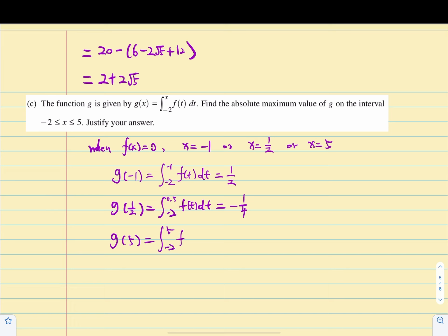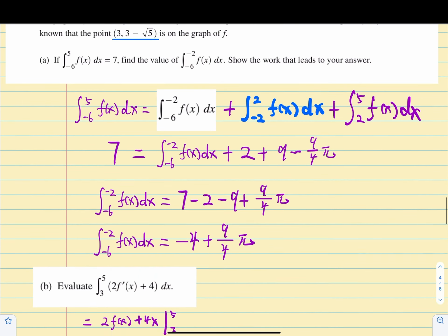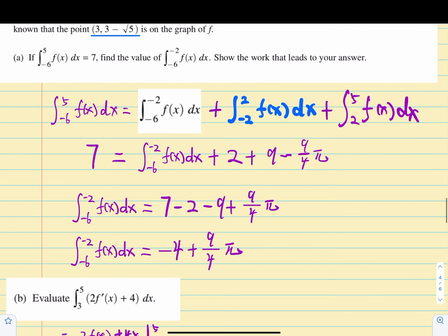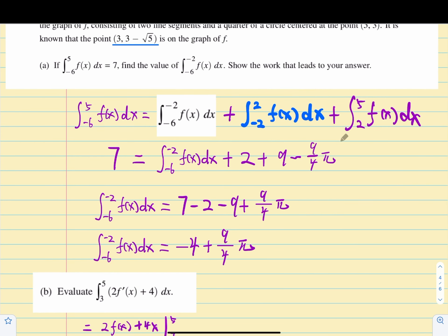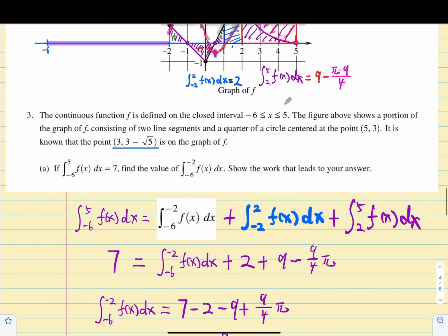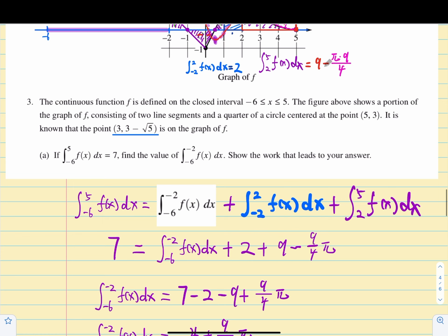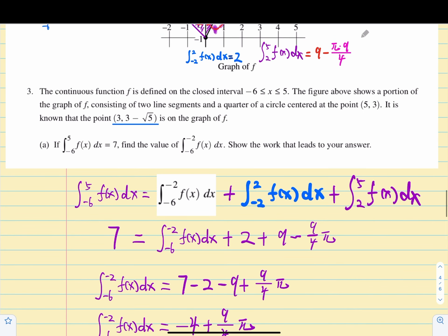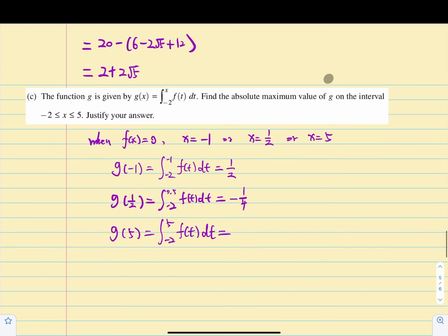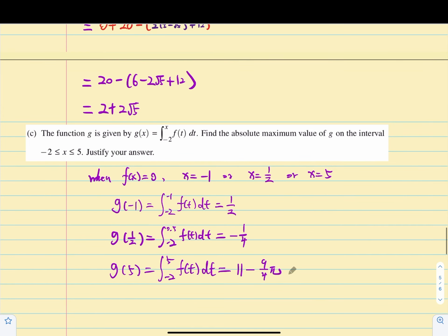And we can also see g of 5 is the integral from -2 to 5 of f(t) dt, which is the whole area, because we have already found this part of the area in the previous question. In here it is from -2 to 5. So these two parts plus together, 2 plus 9 minus pi, 9 over 4, will equal 11 minus 9 over 4 pi. This is the answer.